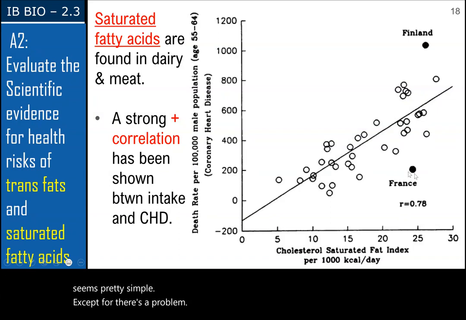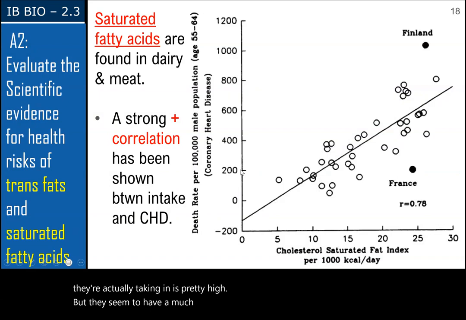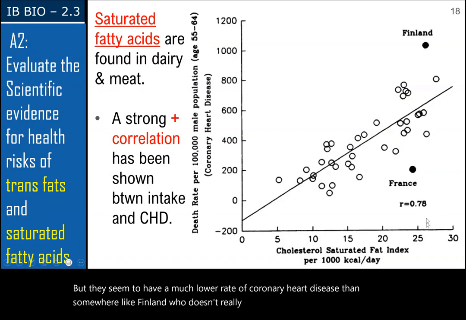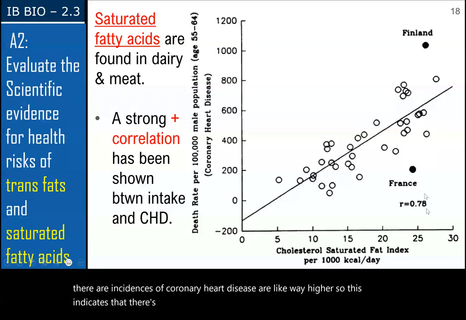There are a couple of places, like France, where their index, how much fat they're actually taking in, is pretty high. But they seem to have a much lower rate of coronary heart disease than somewhere like Finland, which doesn't really have that much more fat intake, but their incidences of coronary heart disease are way higher. So this indicates that there's something else going on here. It can't just be saturated fats that are the problem.